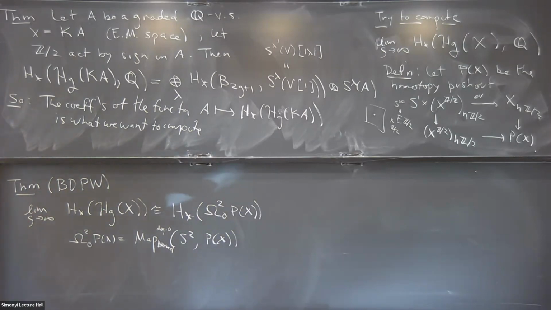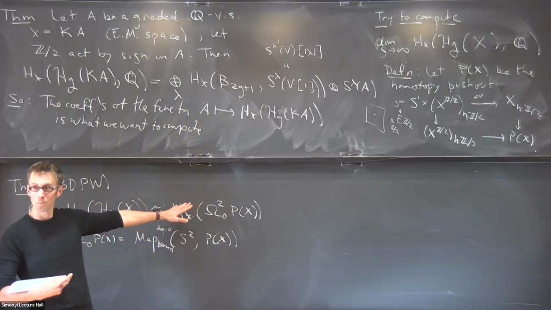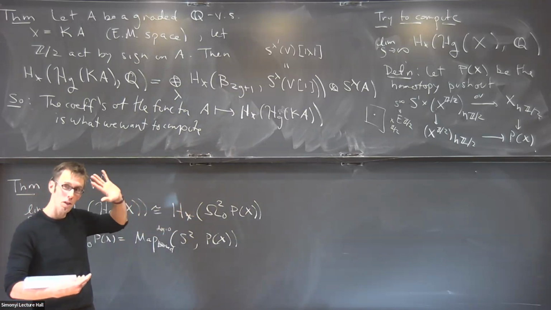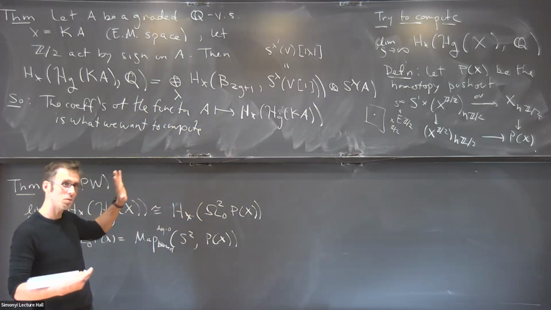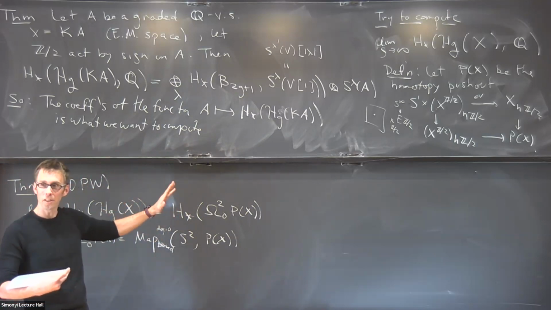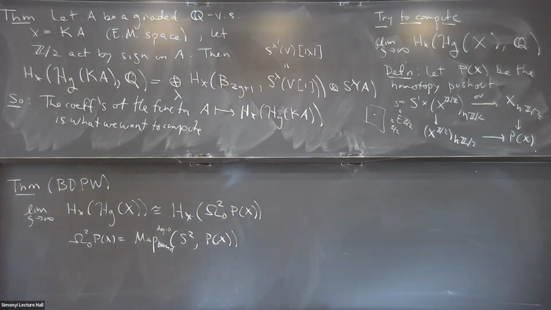So if you're not a homotopy theorist, you might regard this theorem as bad news. The thing that we want to compute is the homology of some terrifyingly large function space. But it turns out, if you are a homotopy theorist, this is the point where you say we win, because we've spent 60 odd years developing techniques for computing the homology of function spaces. So this is in fact good news.